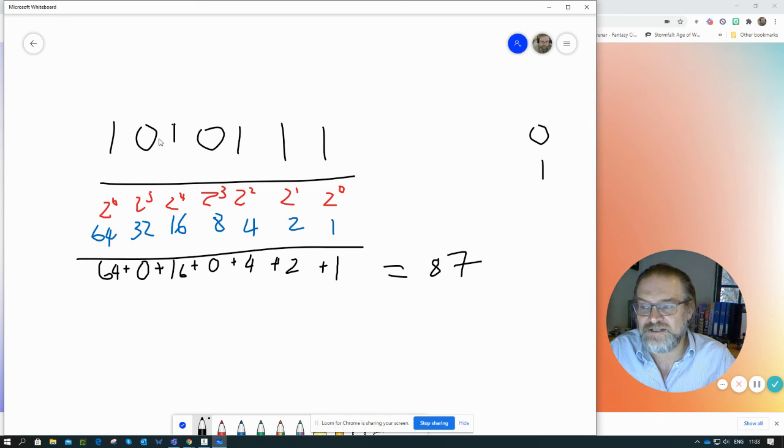So this 1010111 in binary, base 2, would be 87 in decimal, base 10. Write out a few of these numbers and see if you can do the same. Work it out from binary to decimal.